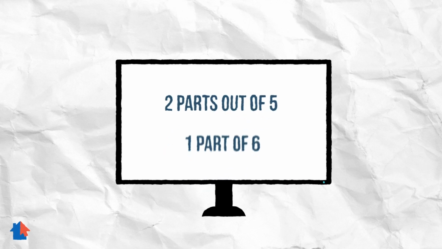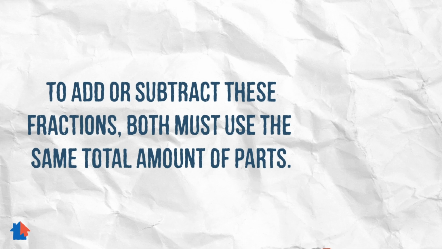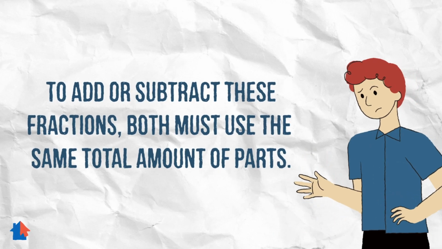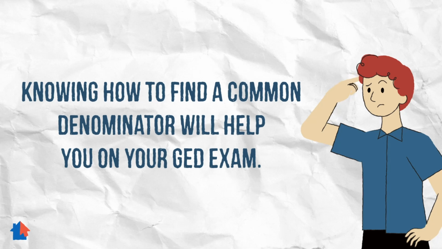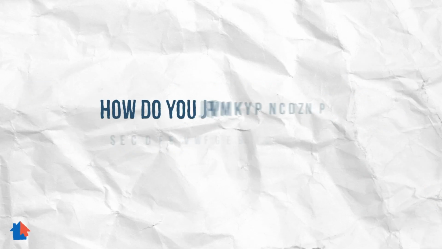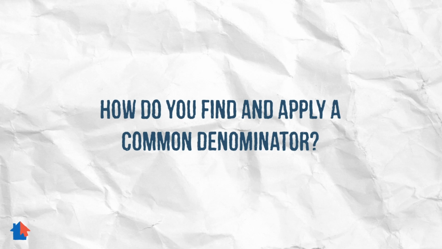2/5 is 2 parts out of 5, and 1/6 is 1 part of 6. To add or subtract these fractions, both must use the same total amount of parts. Knowing how to find a common denominator will help you on your GED math exam. How do you find and apply a common denominator?